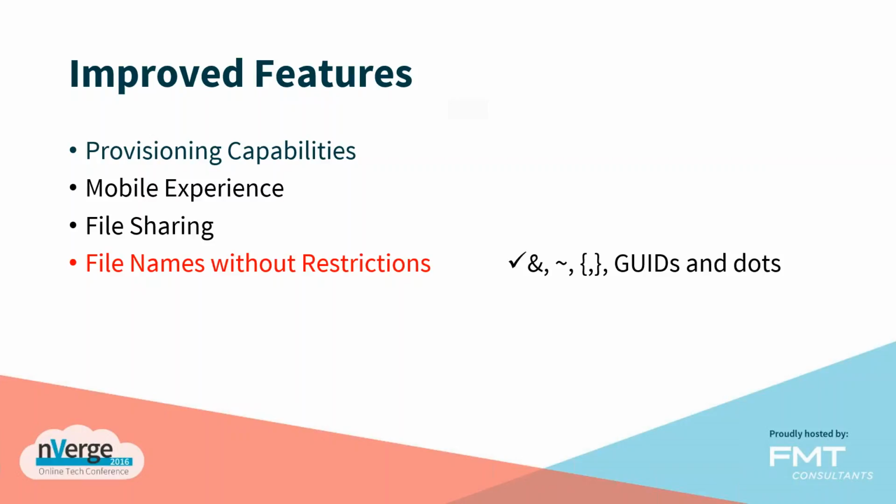So, file names with restrictions. Files that had characters like the ampersand, the tilde, the squiggly brackets, the GUIDs and dots weren't allowed in previous versions of SharePoint, and neither were file names longer than 128 characters. Now these restrictions have been removed in the new SharePoint 2016 version.